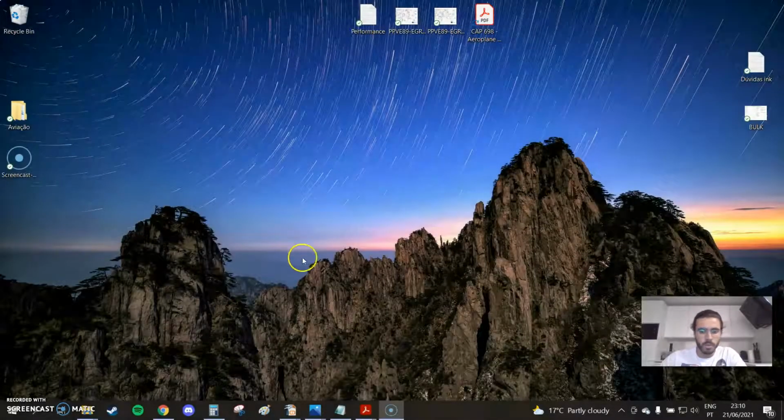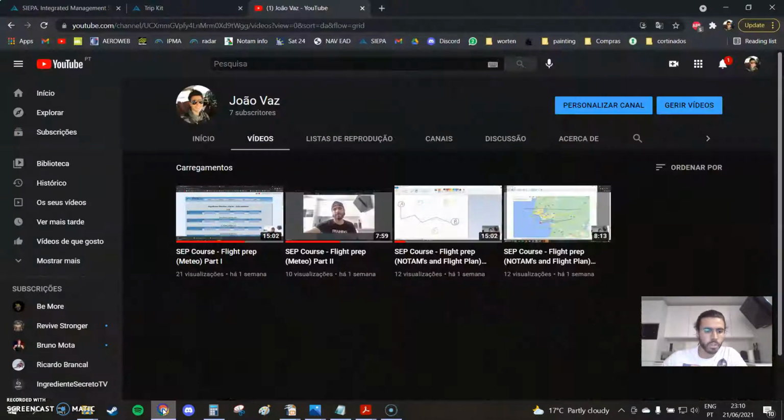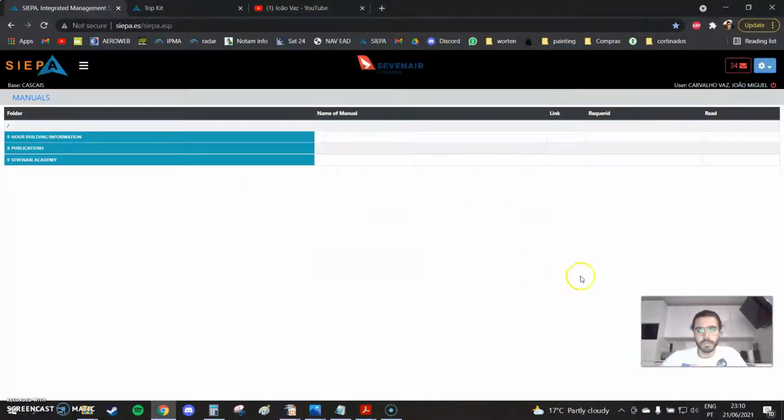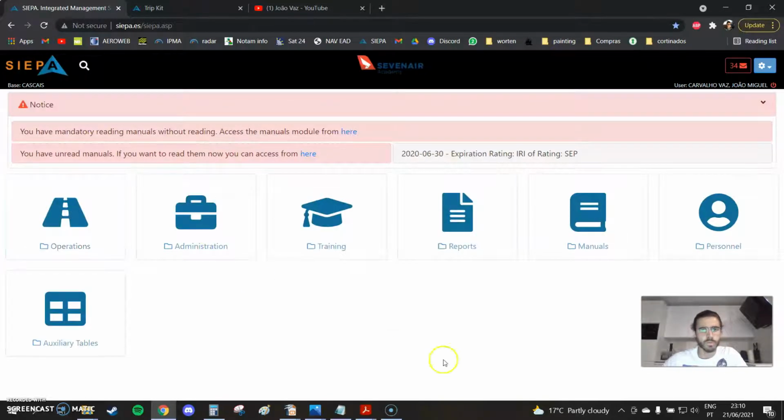So first of all, let me show you how you can access your performance tables and everything. So basically, first of all, you have to come to SEPA, okay? And why am I at SEPA? Because I want the aircraft flight manual, so I can go to the performance part. If you have already the aircraft flight manual and you don't need to come here, we can skip this part.